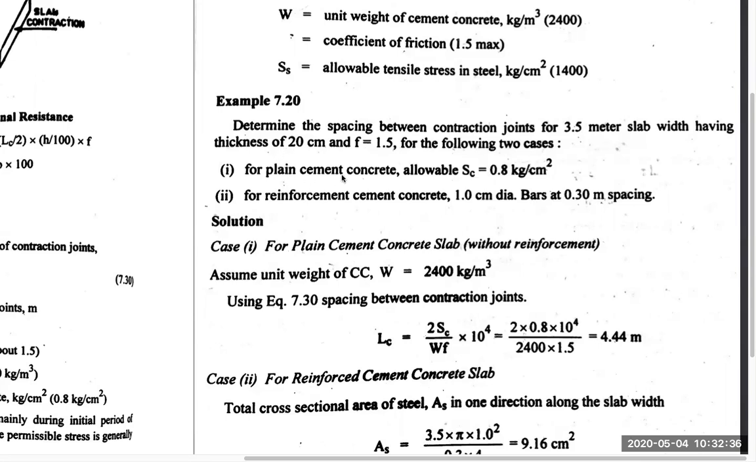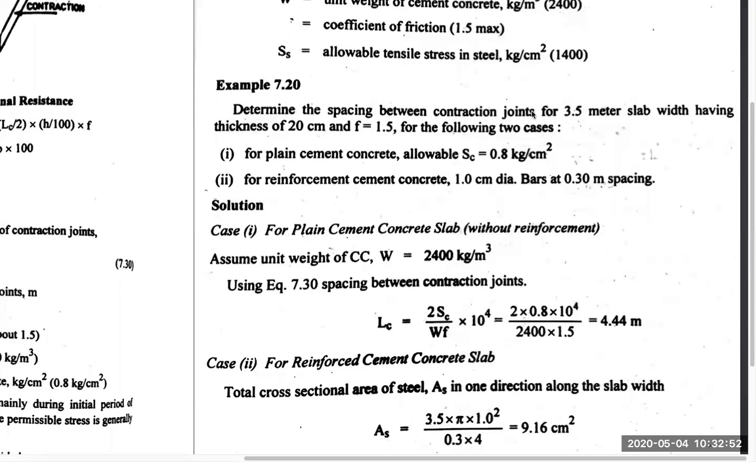One is if you are going for plain cement concrete, then you have one equation. If it is reinforced cement concrete, then you need to use a different equation. Okay. So with respect to both of these, they have asked to calculate the spacing between contraction joints. So the length of the slab is given. Then thickness H is given and frictional coefficient F is given. Okay. And SC values are given. Okay.